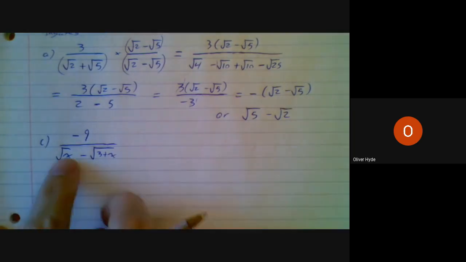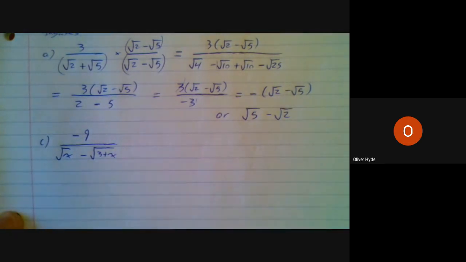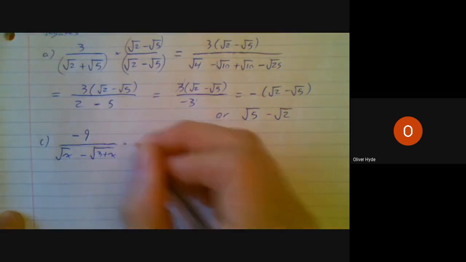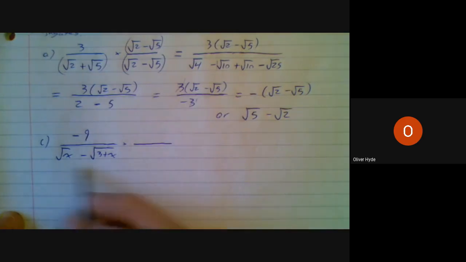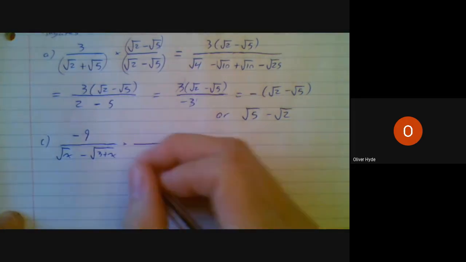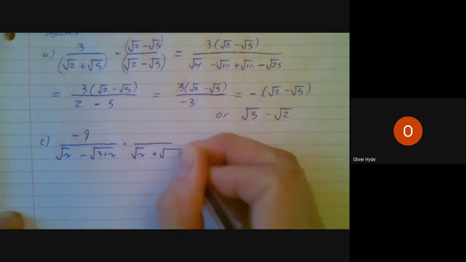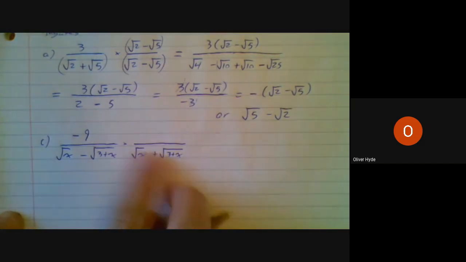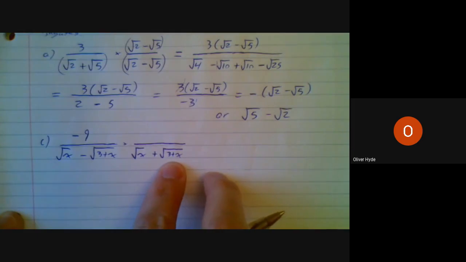I can't rationalize this by multiplying by root x. I can't rationalize it by multiplying by root 3 plus x. I want to multiply by 1 in the format of the radical conjugate of the denominator. Now the conjugate of root something minus root something else is root something plus root something else. Notice I didn't change something else. This 3 plus x has to be 3 plus x here. You're not changing that sign.